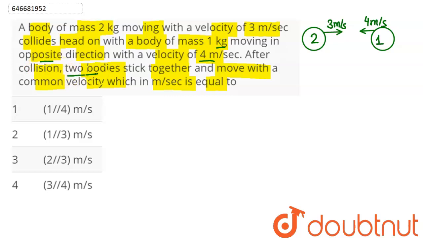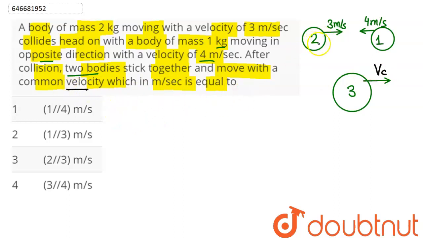Now after collision both bodies stick together. So we can say here both bodies stick together. So here total combined mass here will be 3, and we can say here we need to find the common velocity. So let's say common velocity here is our Vc. We need to find this in meter per second.